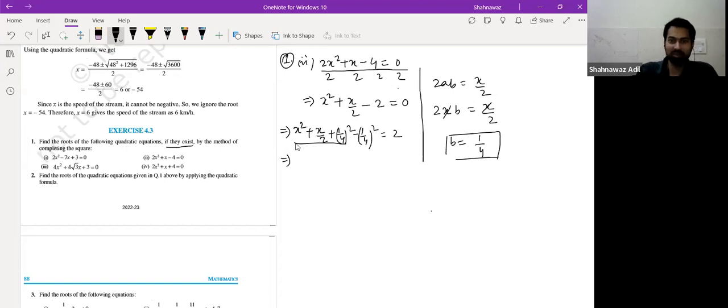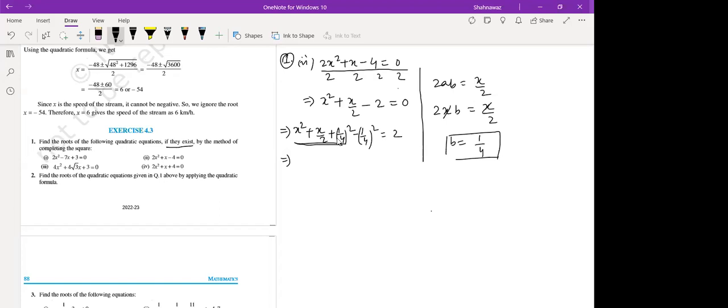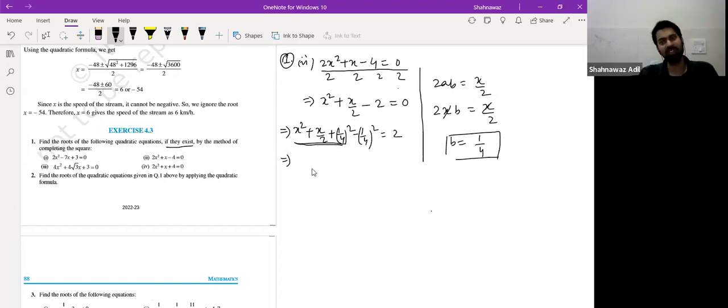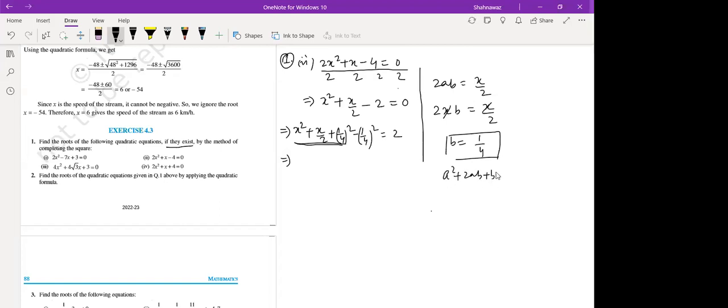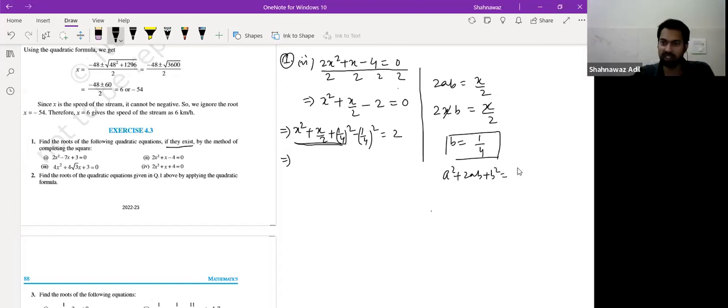Oh, this is a perfect square, right? a square plus 2ab plus b square, right? So a square plus 2ab plus b square is how much? This is a plus b whole square, right? So this is our whole purpose, to make it the complete square, right?